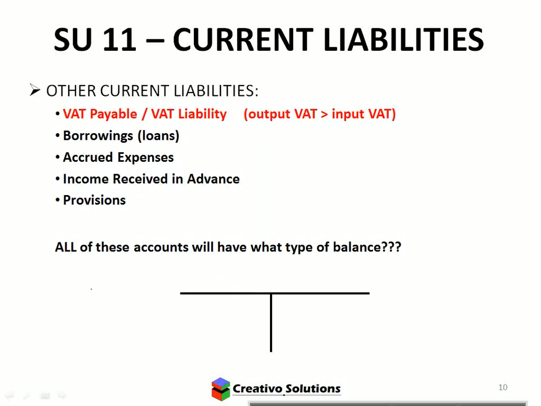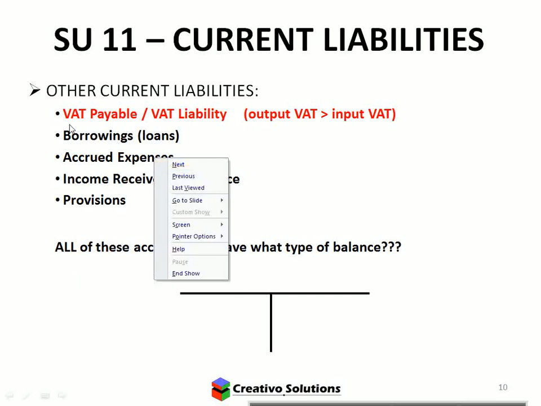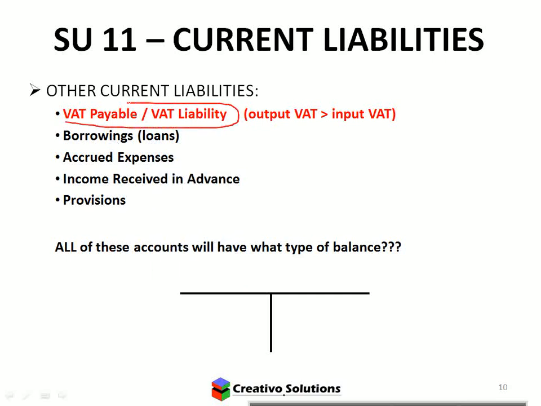A few other current liabilities here. The one that we've seen already, VAT payable. When do we have that? When output is greater than input. All right, what else could you have? You could have loans, accrued expenses, income received in advance, provisions.